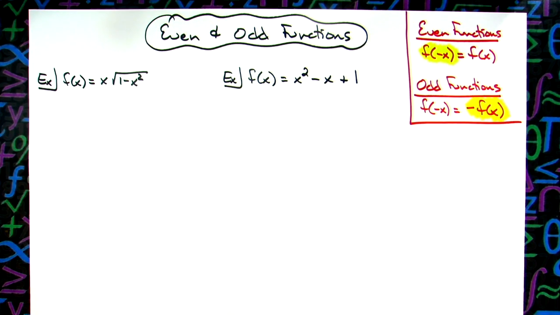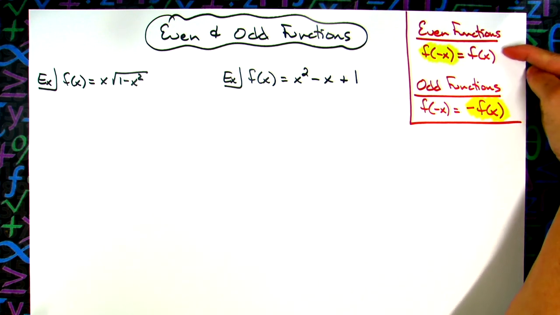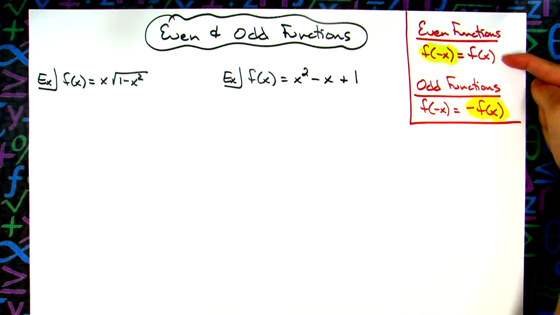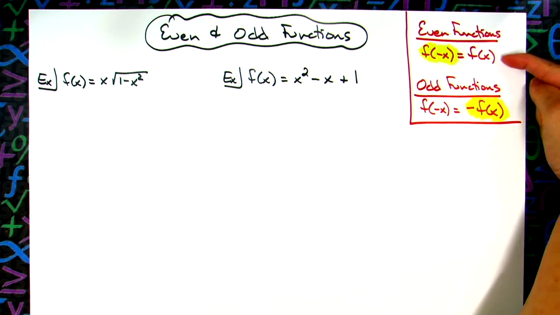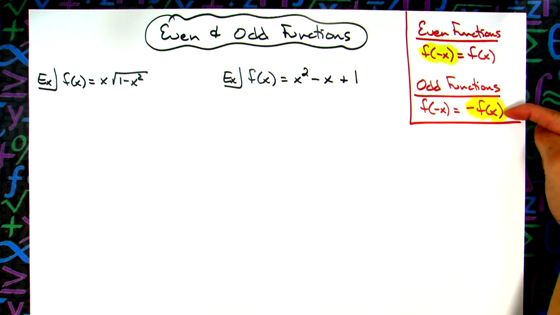In this video, we're going to take a look at even and odd functions. How do you algebraically tell if a function is even or odd or neither? Now, up here in the corner, I've got a couple rules written down. This is your rule for even functions: f of negative x has to equal f of x. And for odd functions, f of negative x has to equal negative f of x.